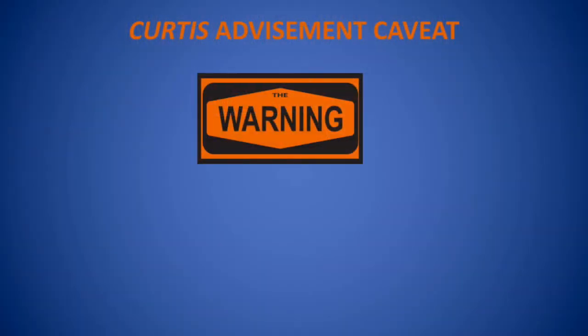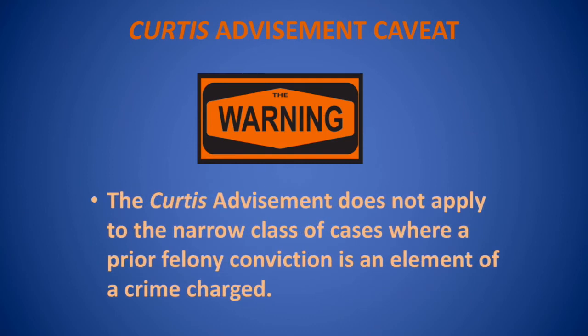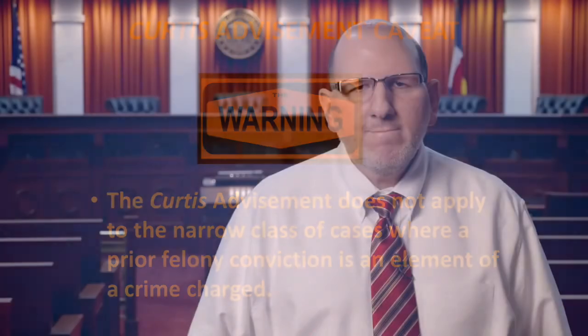Now, let me give you a caveat. The court in Curtis observed that the advisement it adopted was not meant for the narrow class of cases where a prior felony conviction is an element of a crime charged. It is error for a trial court to advise the defendant that a prior conviction will only be used to impeach his credibility where the prior conviction is actually an element of the crime charged. An example is possession of a weapon by a previous offender. In such cases, the trial court should provide a modified courteous advisement. This concludes the discussion on the courteous advisement.